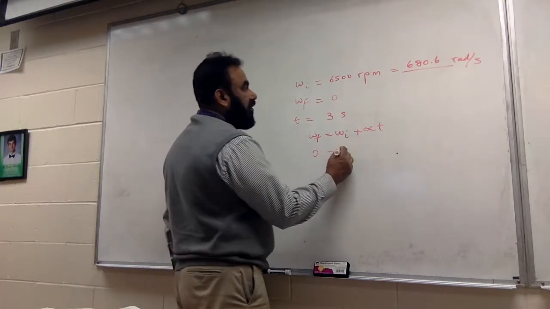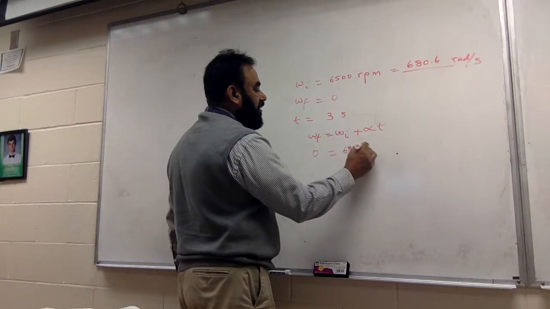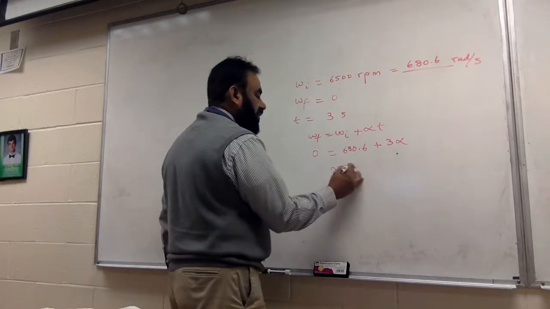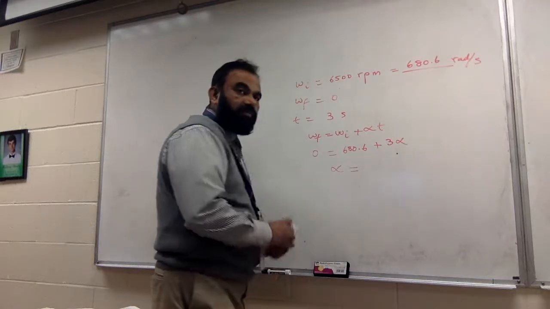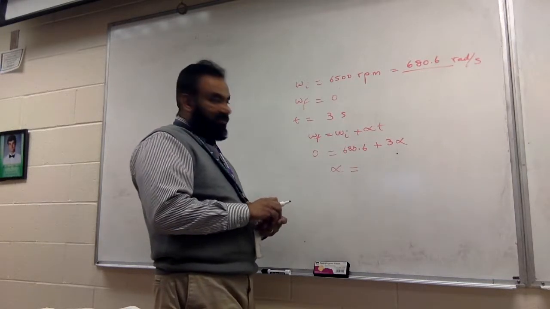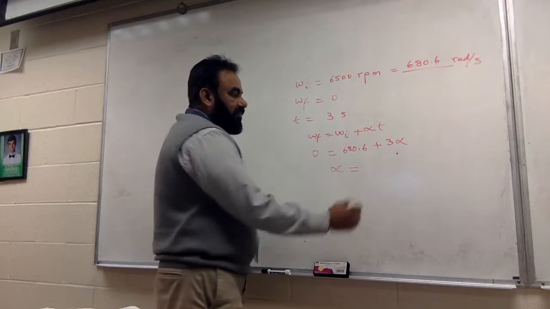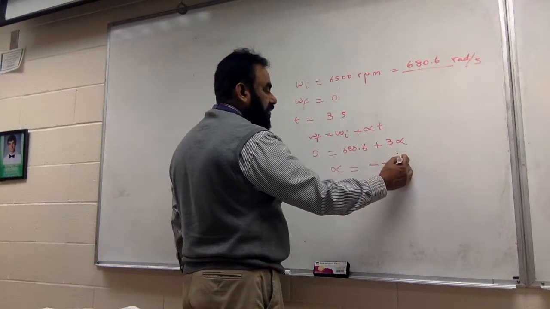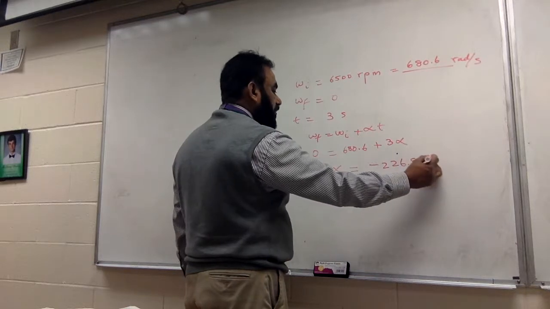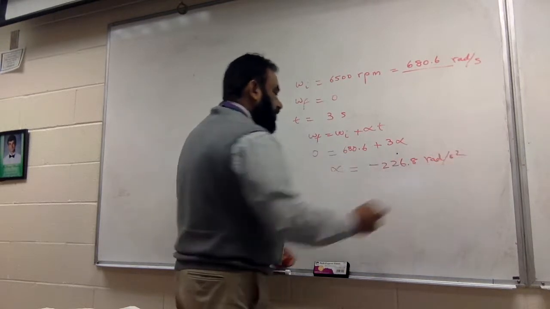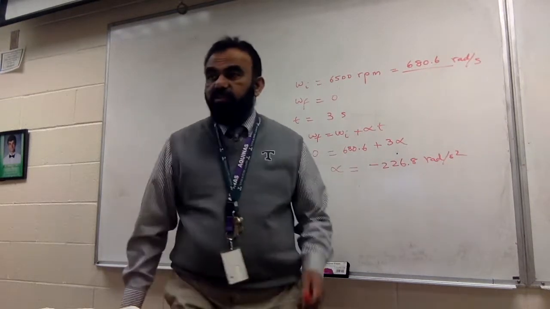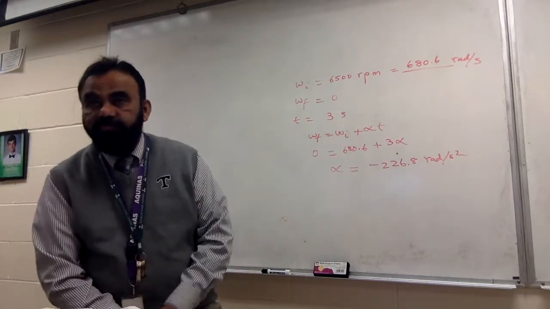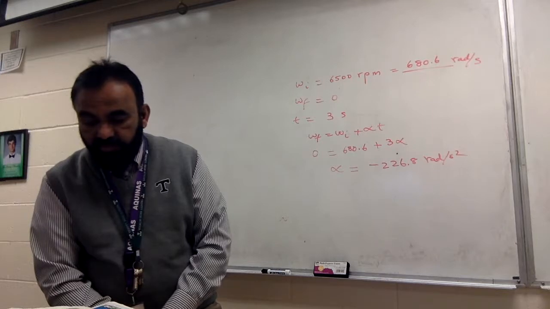0 equal to 680.6 plus 3 alpha. So alpha is equal to negative 226.8. The negative sign tells you it is decelerating because it is coming to a halt. If there are no other questions, I'm just going on.